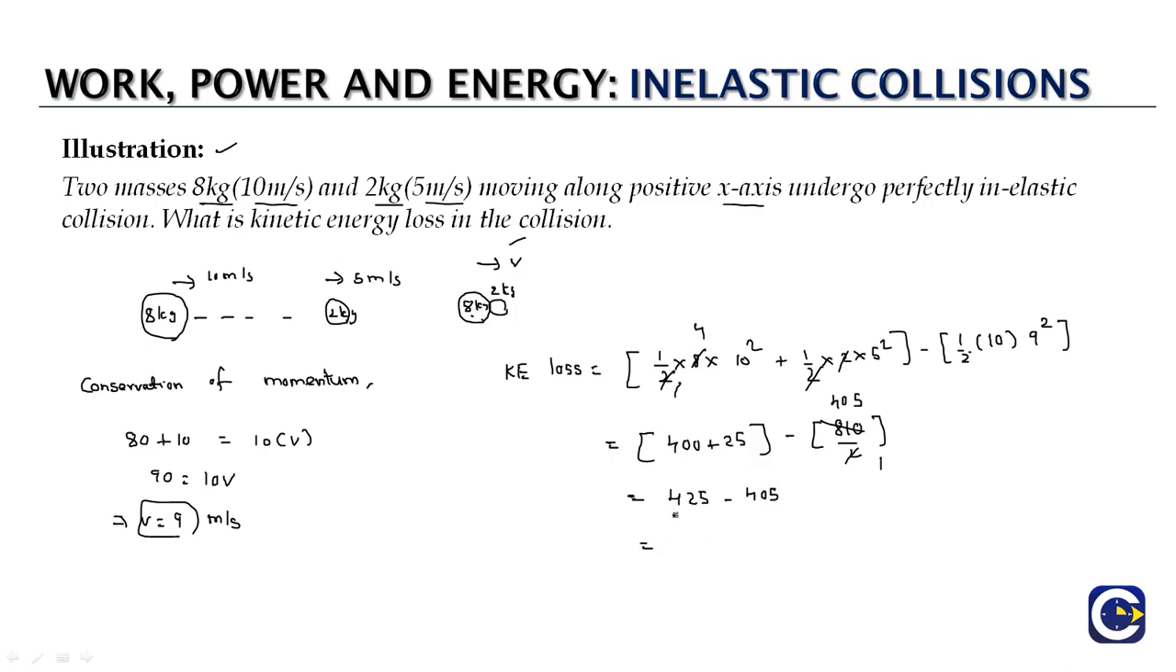So the KE loss will be equal to 425 minus 405, which is 20. The unit is going to be joules, because all the mass terms are in SI unit kilograms and all the velocity terms are in meters per second. So this is the kinetic energy loss in this perfectly inelastic head-on type of collision.